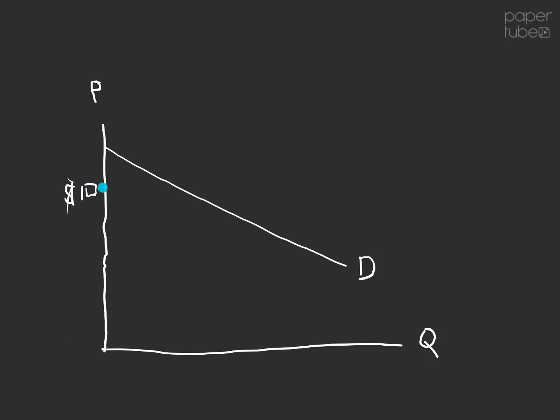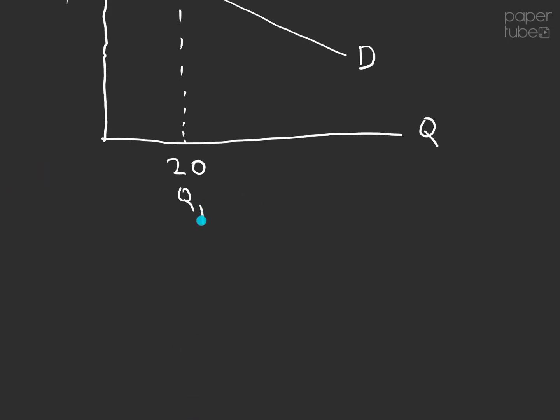And we're going to pick a price. Let's go with a price of $10 and draw a dotted line over to the demand curve and get the quantity that goes with that price. Let's go with a quantity of 20. And we're going to call that price P1. That's our starting price. And the quantity to go with that is Q1. That's our starting quantity. So that's our starting point.